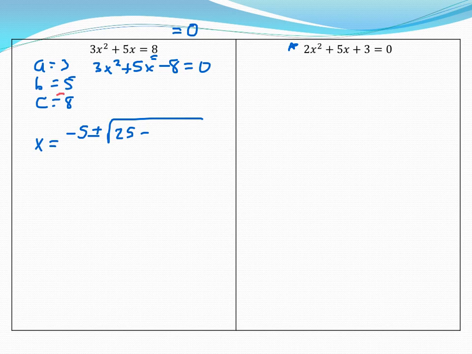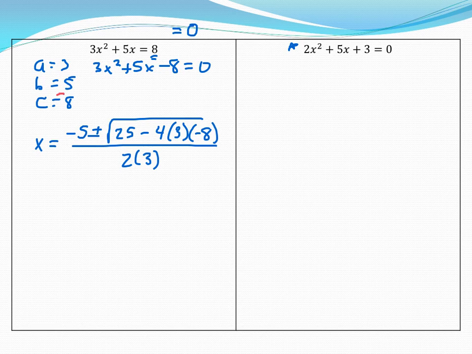Otherwise it's 5 squared minus 4 times a, which is 3, times c, which is negative 8. And that's where that negative 8 is going to be very important. Divided by 2 times a, which is 2 times 3. Once you have all that set up, then again what we're going to do is simplify what's underneath the square root first. So you're going to take your calculator, you might need to use that there.